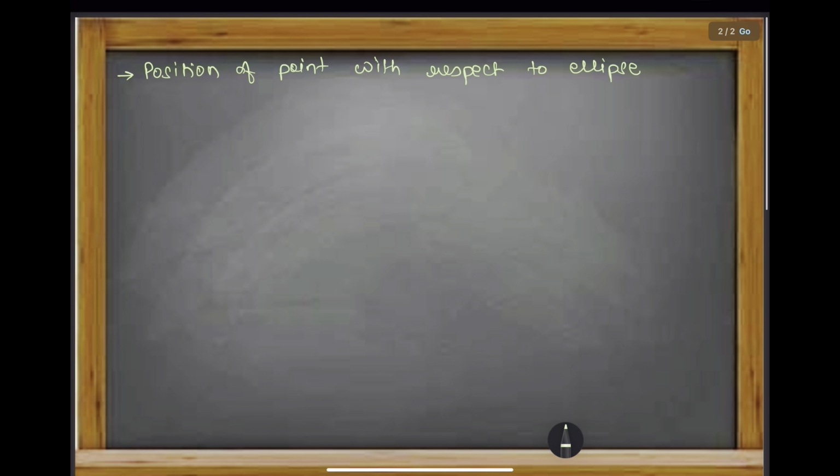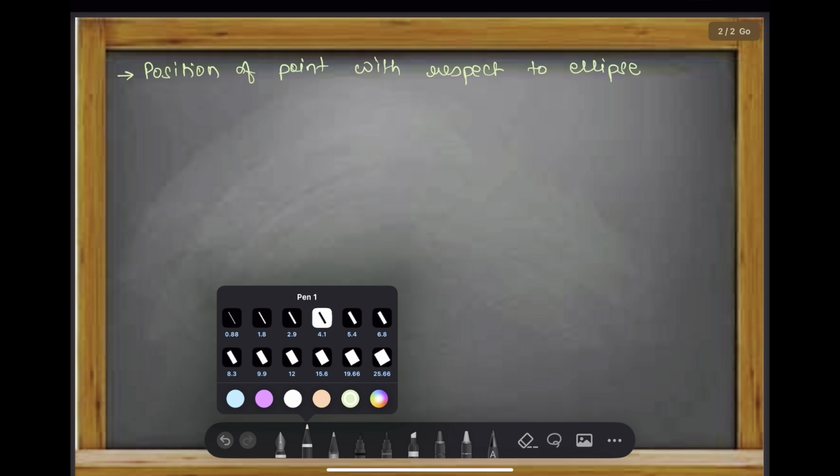Okay, so in this video we will try to understand the position of a point with respect to an ellipse. Then we will understand the concept of dealing with a line and an ellipse. Now we will crack both of them one by one. Now try to understand this part.